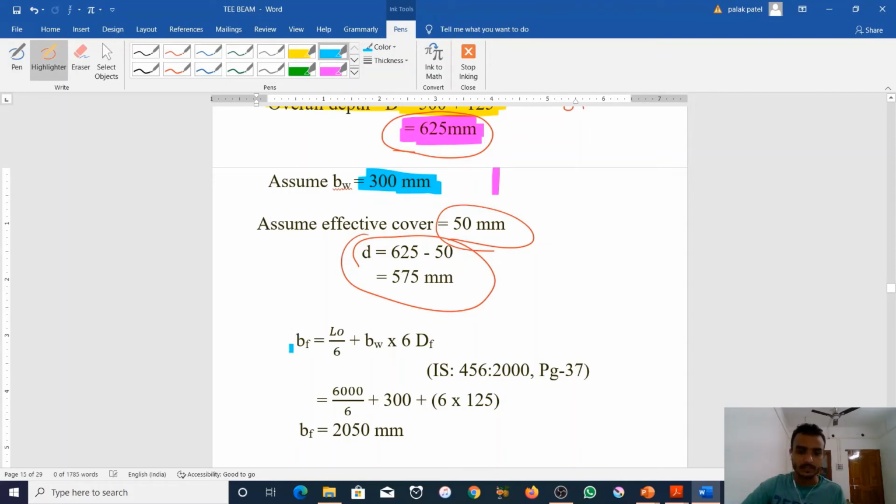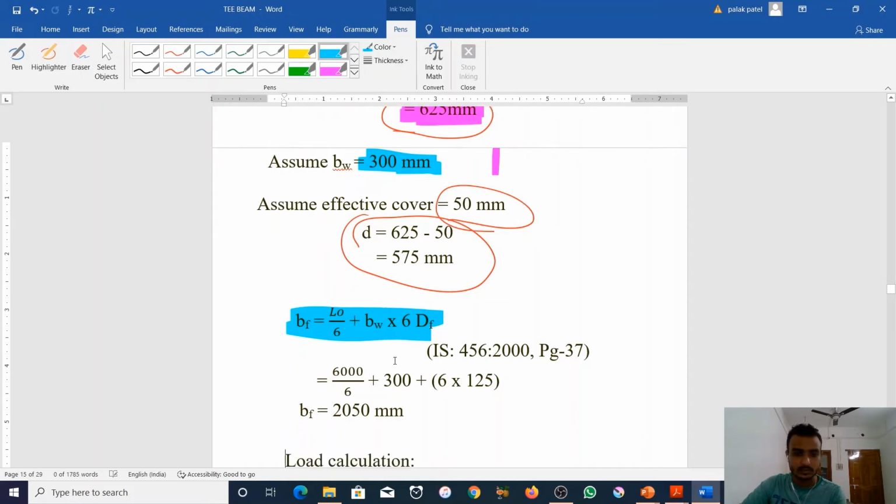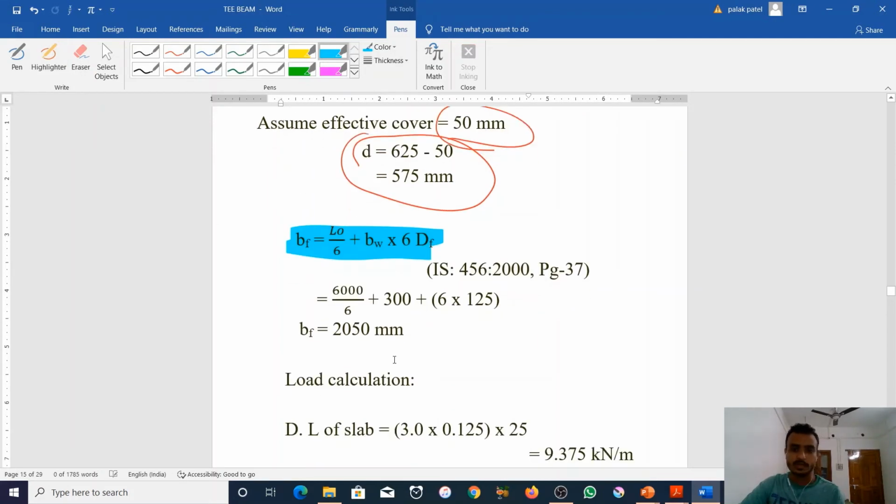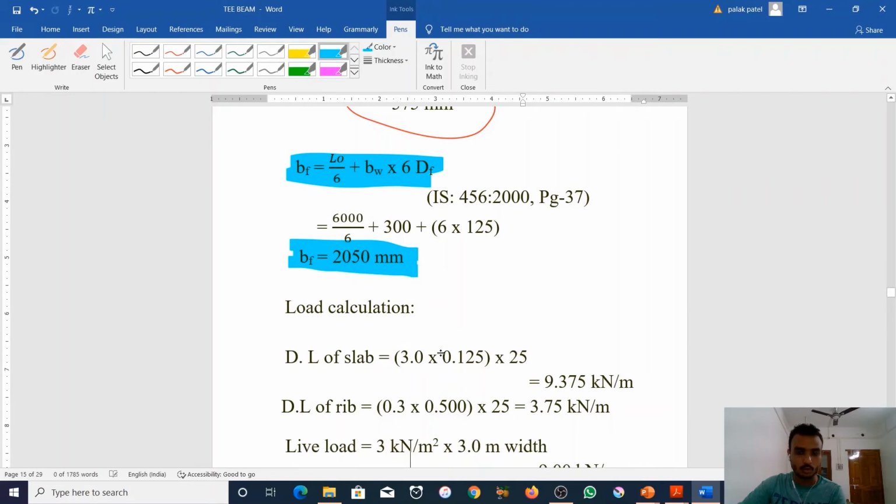Then after we can find out BF is equal to L0 by 6 plus BW plus 6DF. So L0 is 6000 by 6, BW is 300, plus 6 into 125, the depth of slab. So the BF value is 2050 mm. Then after we have to follow load calculation.